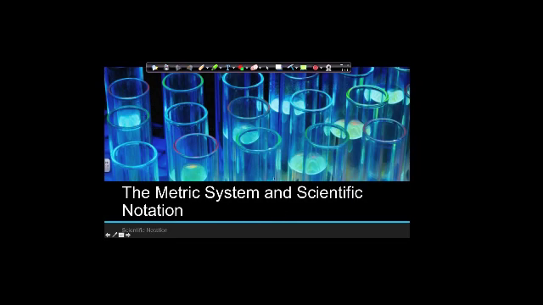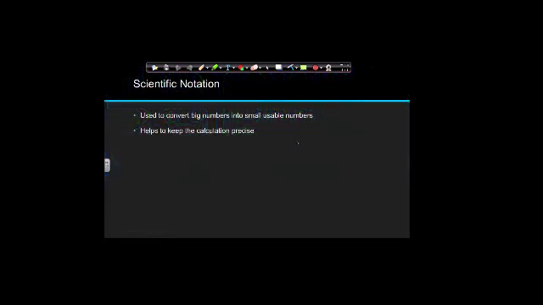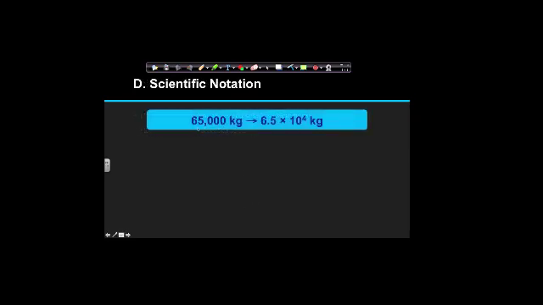All right, so let's talk about scientific notation. Scientific notation is basically used to convert big numbers into small, usable numbers. It's used to help keep calculations precise. It's much easier to use scientific notation than to have to put all the zeros out, because you're more likely to make a mistake. We take a big number and make it into something that's a little bit more usable.